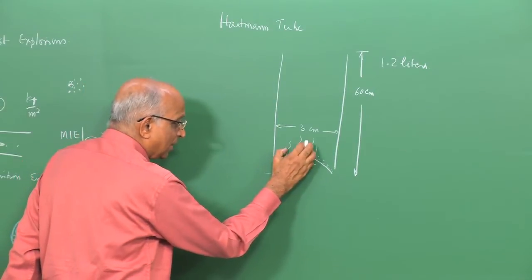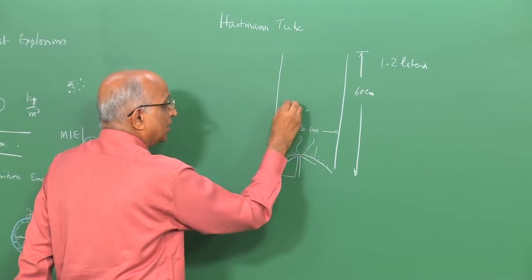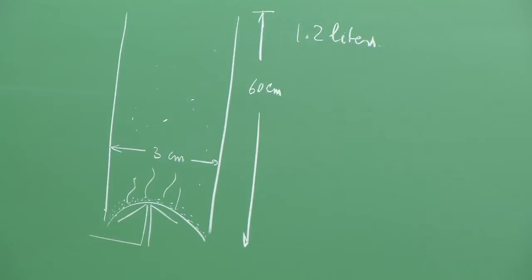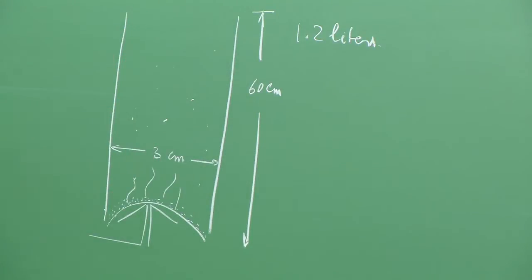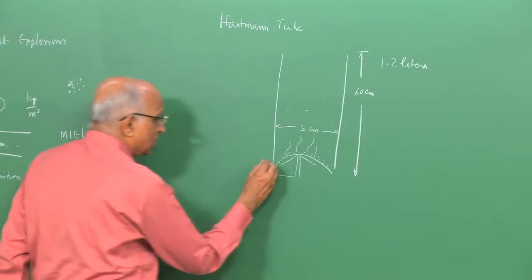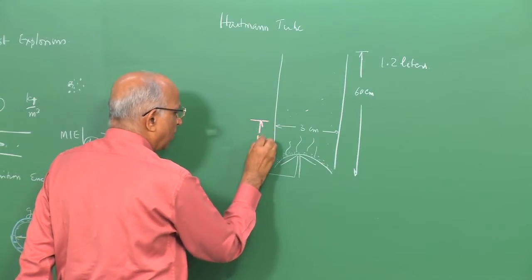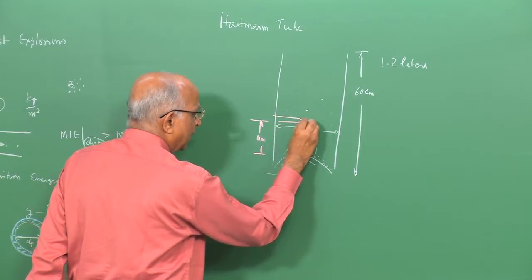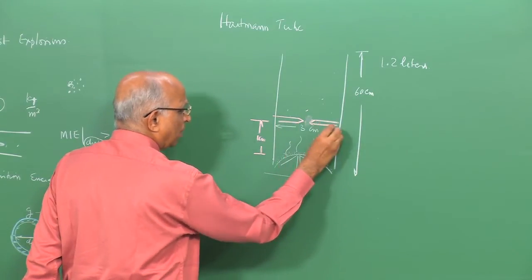The dust comes up along with air, and you form a dust-air mixture in this enclosure. This is a transparent pipe, and into it, at a distance of something like 1 centimeter from the bottom, you put 2 electrodes and create an electrical spark over here.